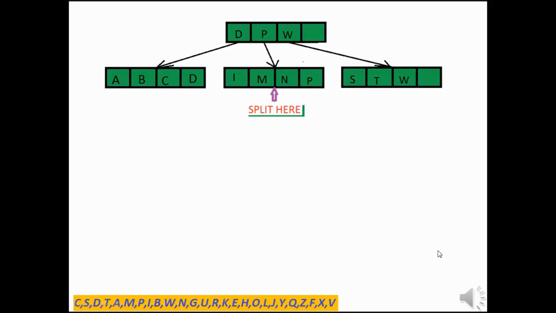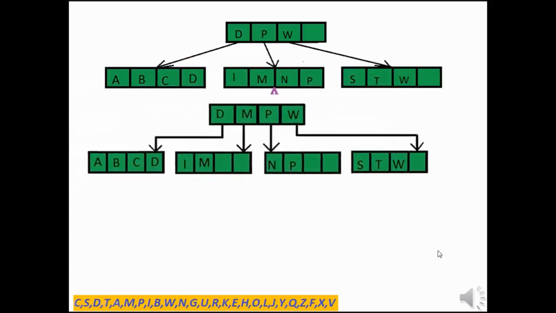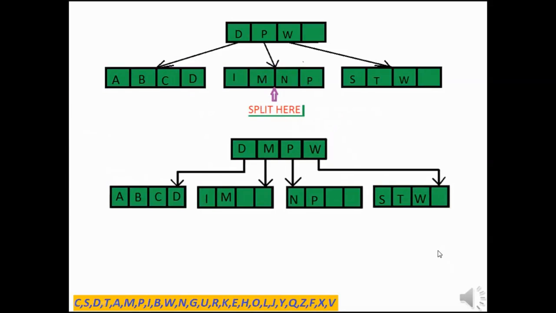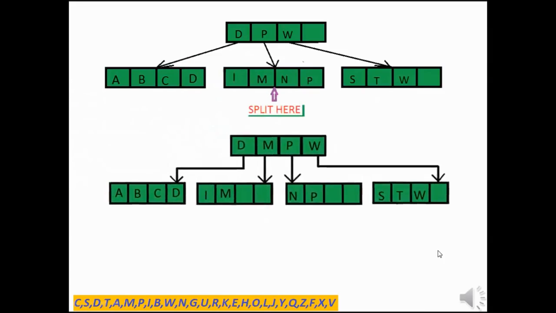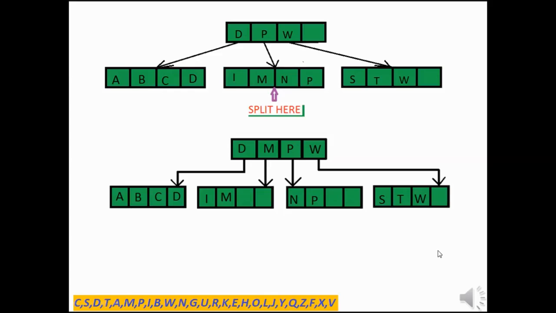Note the split. The position where the split will occur is shown by the arrow. See, the arrow is pointing towards the in-between space of M and N. So we'll split it there. By splitting, again I am repeating, we'll divide this middle node into 2 equal nodes and distribute the keys equally. So we'll get the new tree structure as shown in the slide.